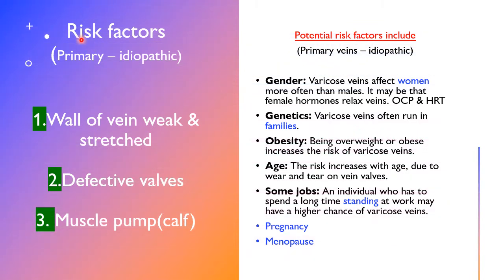In this slide, we talk about the risk factors. As I said, the majority of the causes is idiopathic. It's known as primary or idiopathic, where the cause is not known. But the three main factors that contribute to varicose veins will be, first, a defective or weakening of the vein wall, where the vein becomes overstretched. Secondly, there's a defect in the valves. Okay, the valves become incompetent and allow backflow of blood.